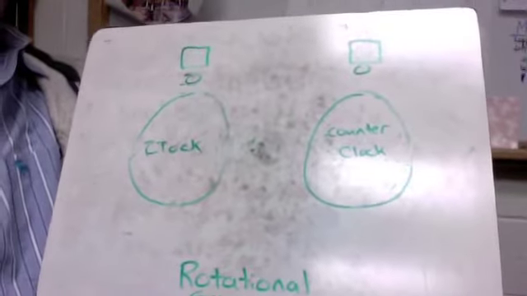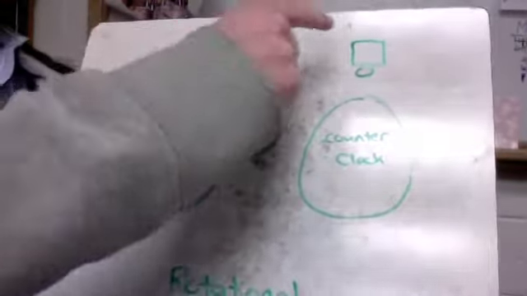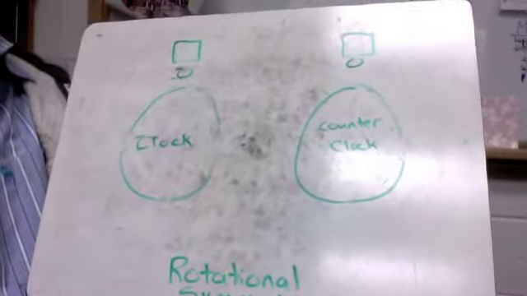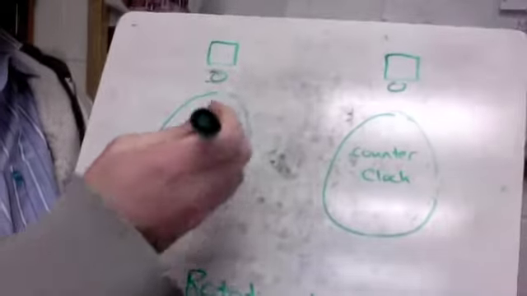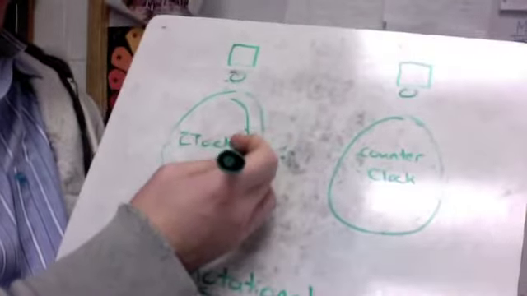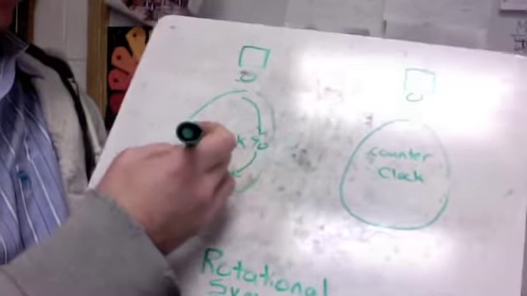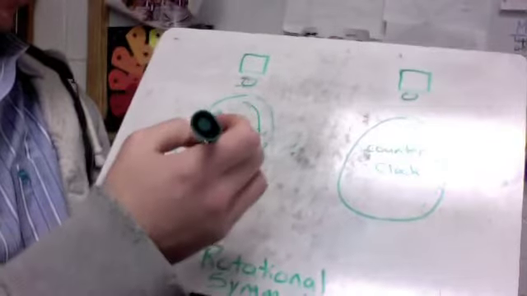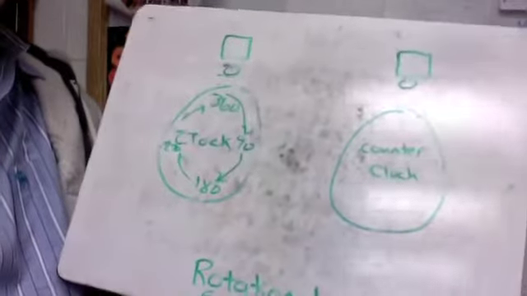Okay. So I'm going to show you right now that something like a square would have rotational symmetry. We're going to start with clockwise. So clockwise means I'm going to go this way to 90. Then I'm going to keep turning it 180 degrees. Keep turning it 270. Keep turning it, and we would have back to our original shape, 360.